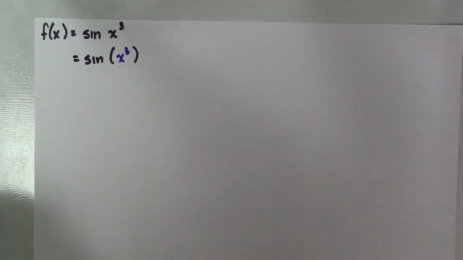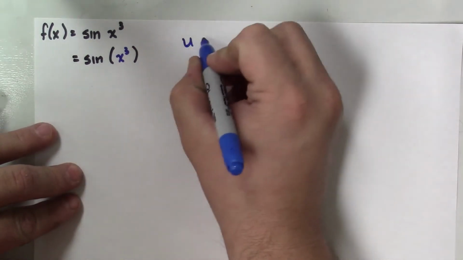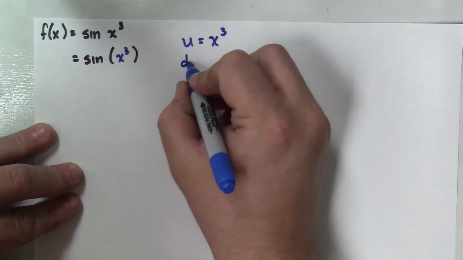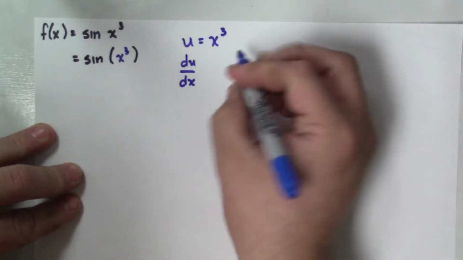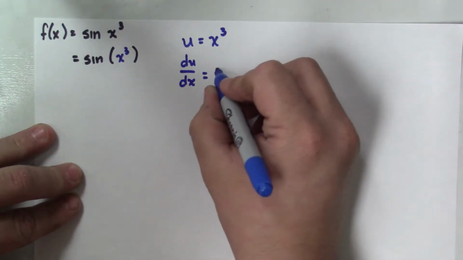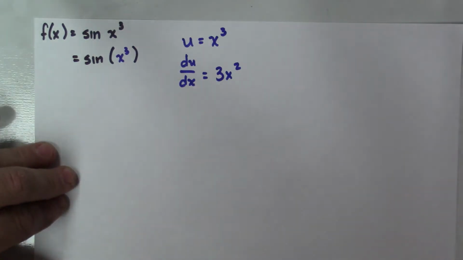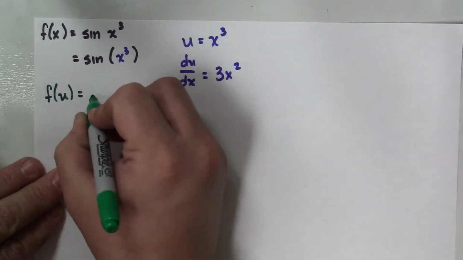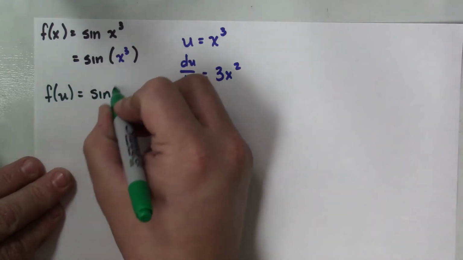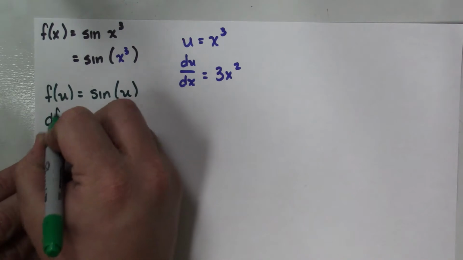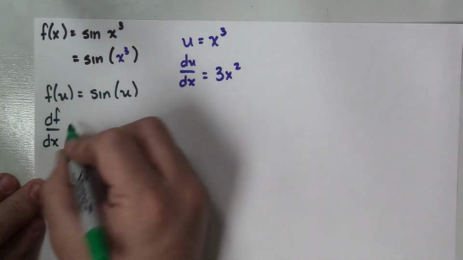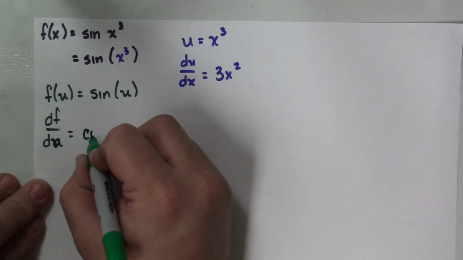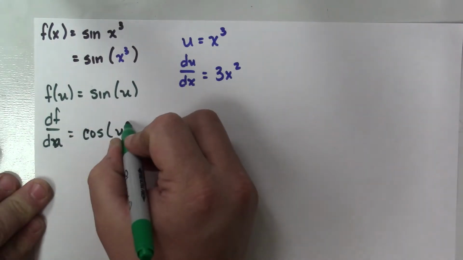Now, just like before, I'm going to find that interior thing, which in this case is actually x cubed. So du dx equals 3x squared, which means that I can rewrite f as f of u is sine of u, which means the derivative of f with respect to u is cos of u.